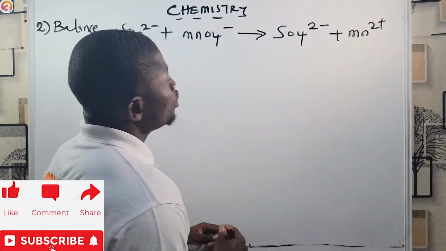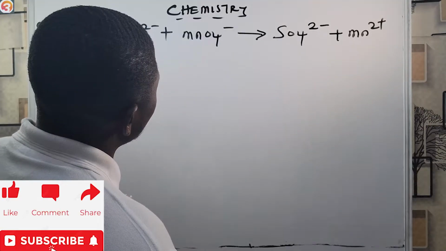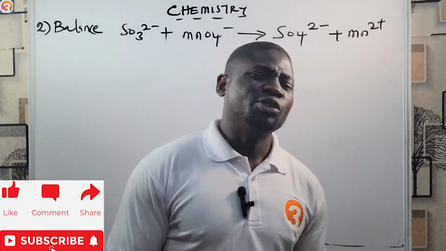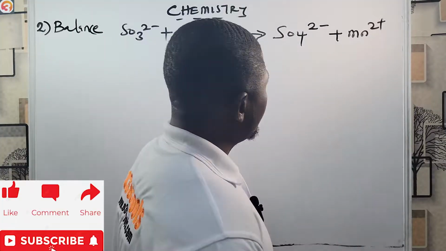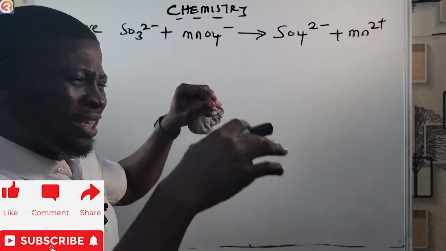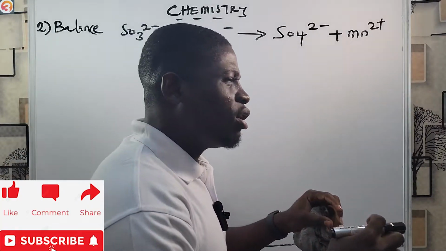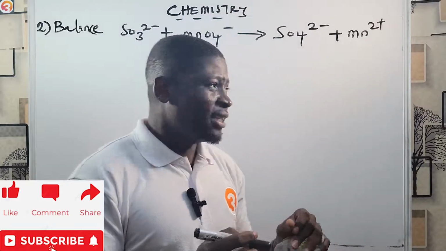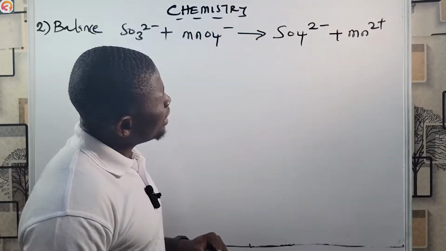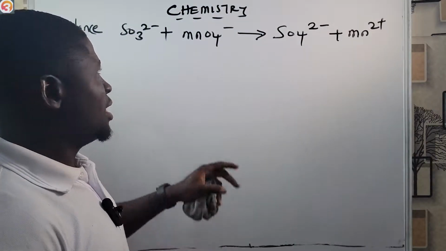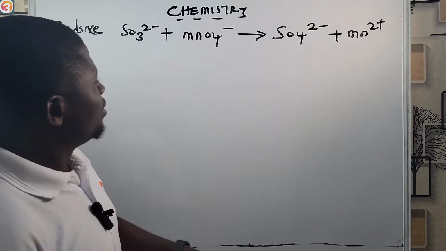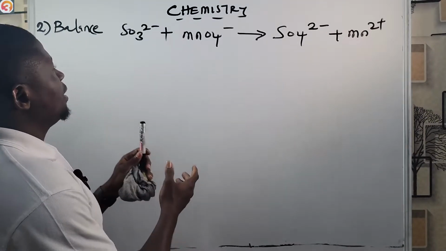Okay, so it's simple. The first thing to do is to separate these two equations into two half equations, the oxidation half equation and the reduction half equation. Before we do that, you need to first identify the oxidized species and the reduced species. So which one is oxidized here and which one is reduced? Let's start with sulfur, that's in SO3 and in SO4.